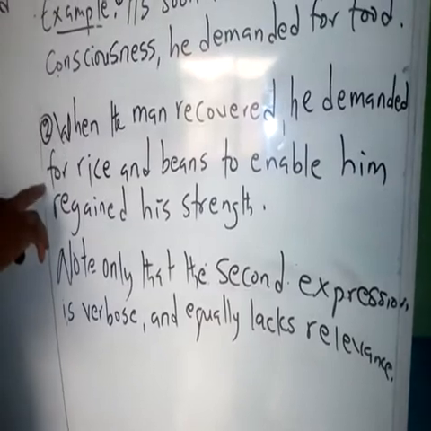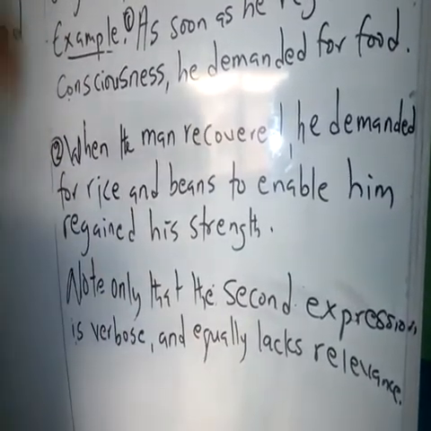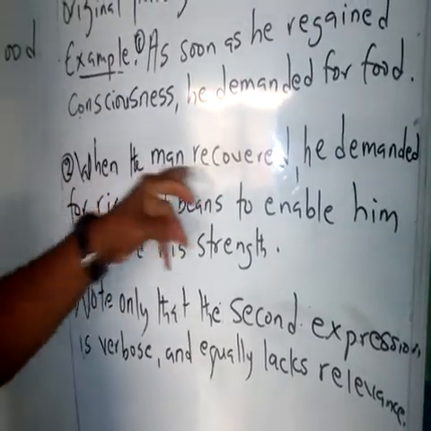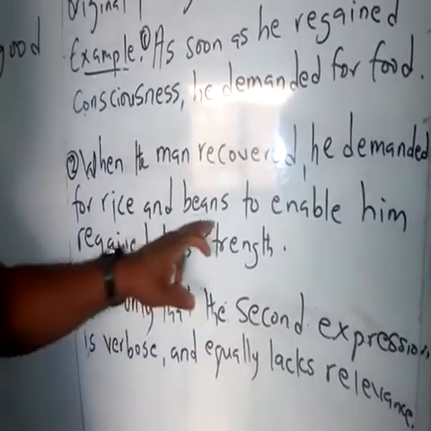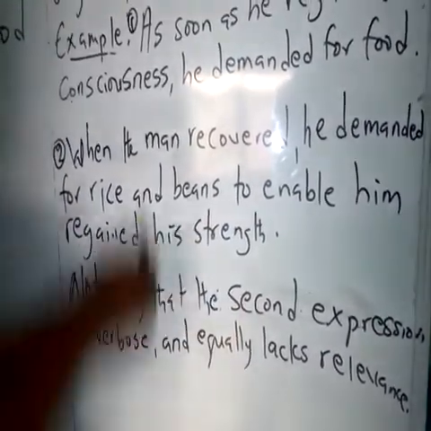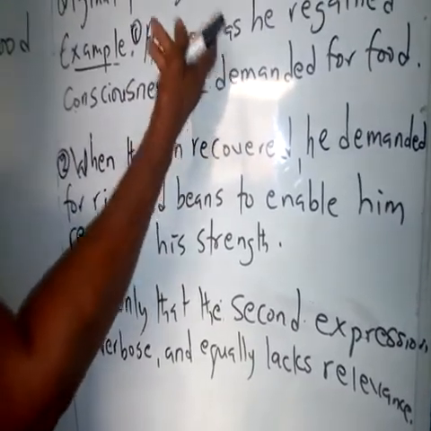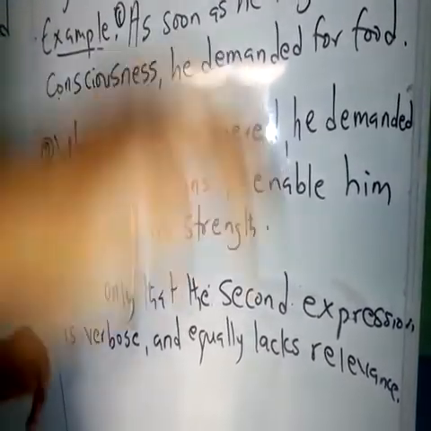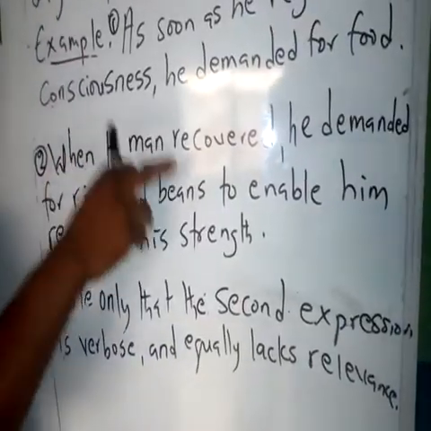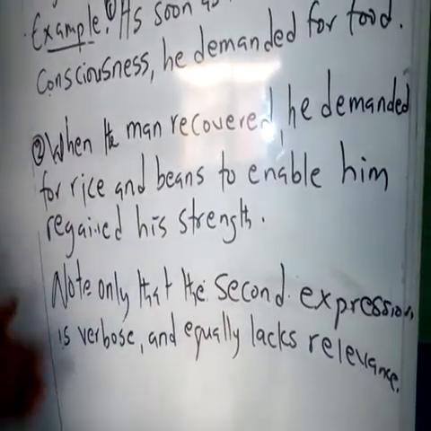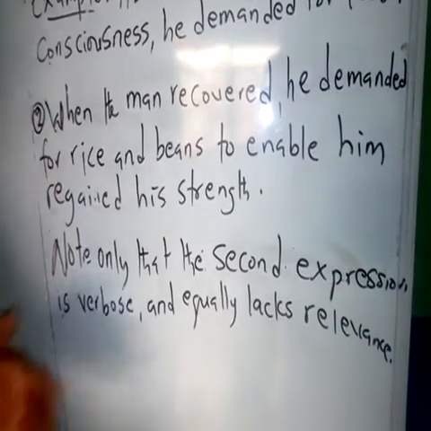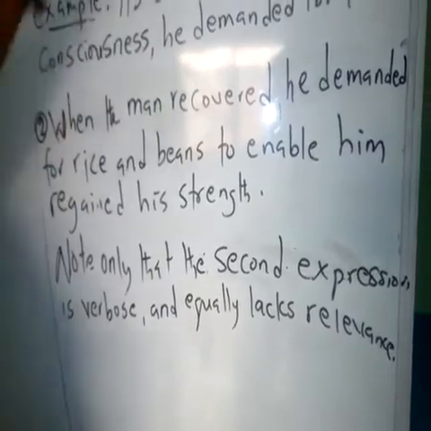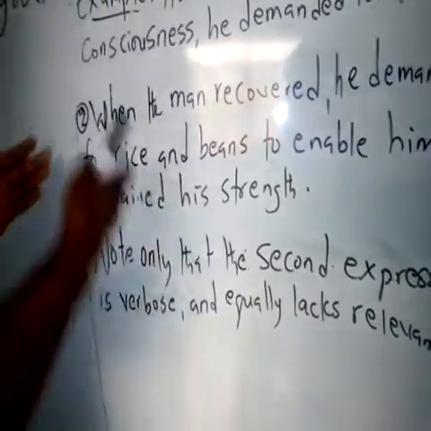Now, if you write contrary to what you see, or bring in things not relevant to the passage, like this: the writer says, "When the man recovered, he demanded for rice and beans to enable him regain his strength." You see that he deviated from the main expression. This is what he was expected to write, and this is what was given in the passage. But he added that the man demanded rice and beans to enable him regain his strength, which is verbosity, and it lacks relevance. There is no relevance in the passage given to him for what he wrote.